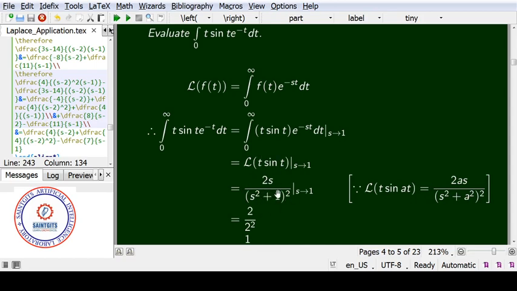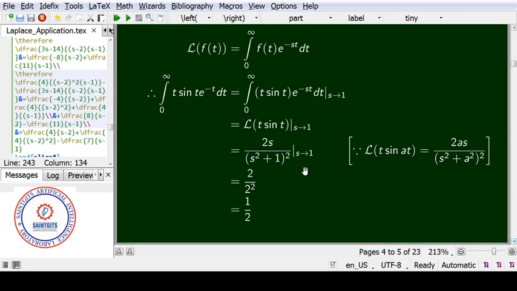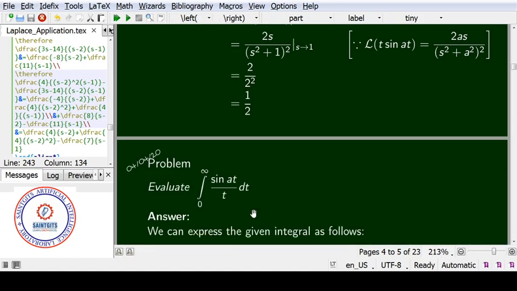Now it is in the s domain. Now you can change s to 1. So 2 into 1 by 1 square plus 1 the whole square, so 2 divided by 2 square, or 2 by 4, that is equal to 1 by 2. So this integral 0 to infinity t sin t e raised to minus t is actually an infinite integral of a product of 3 terms. This need not be easy to evaluate using classical methods of integration, but just a conversion into Laplace transform gives the result in a fast way. Okay, we will do a few more problems.